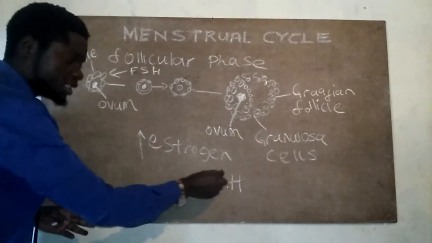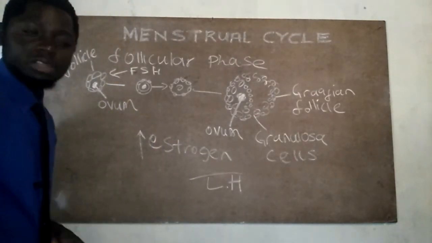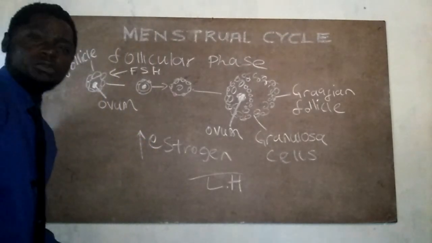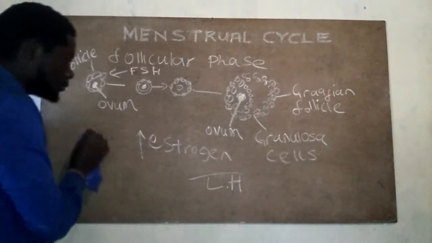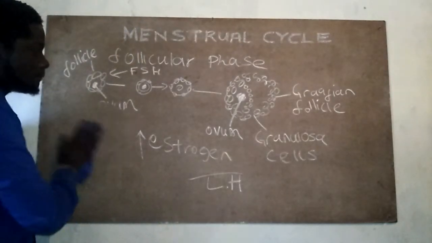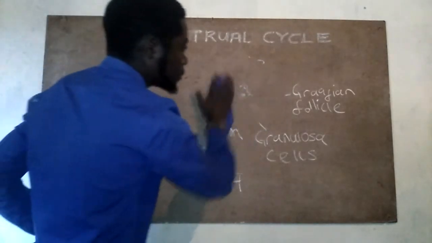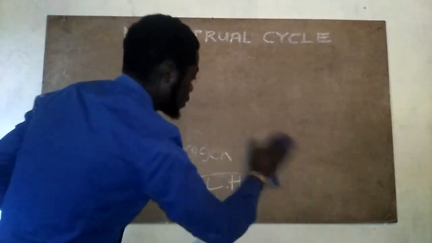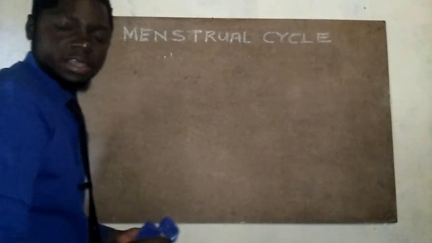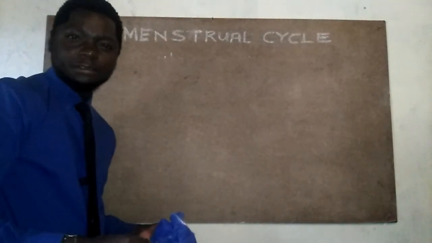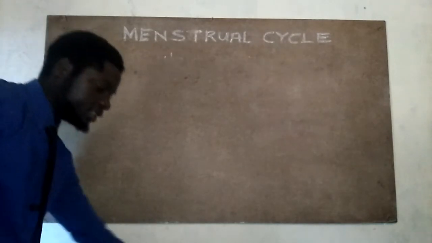So this marks the end of the follicular phase, and we also move on to what we call the ovulation phase. So the first, menstruation phase, the second, the follicular phase, and the third is the ovulation phase.